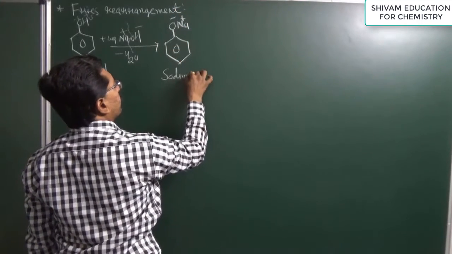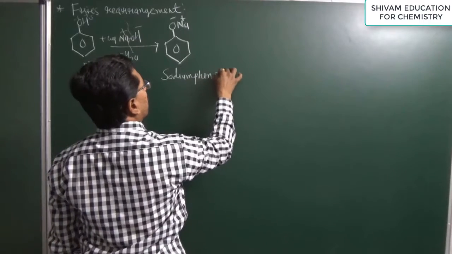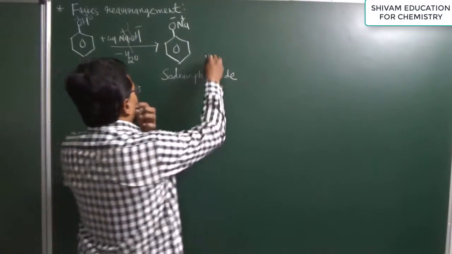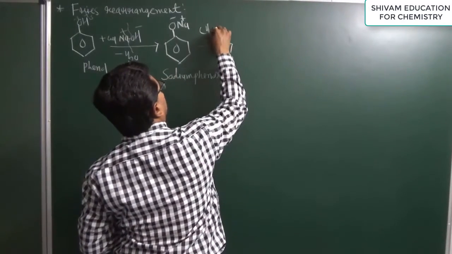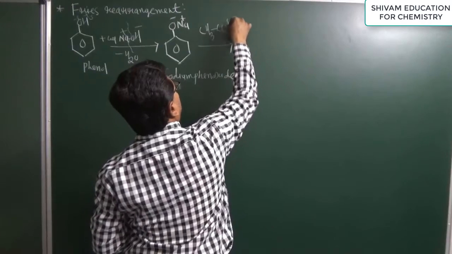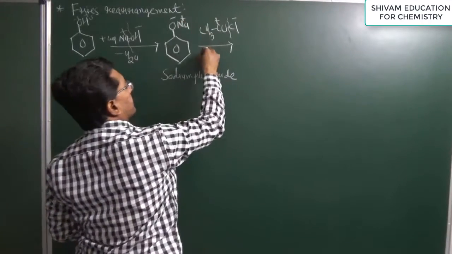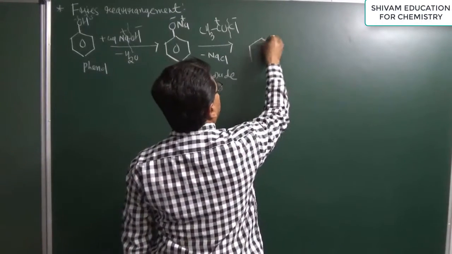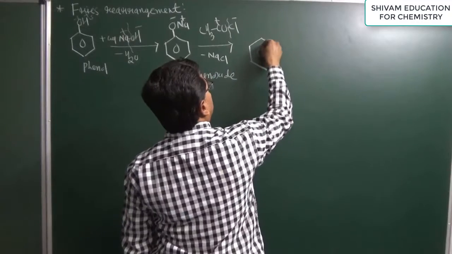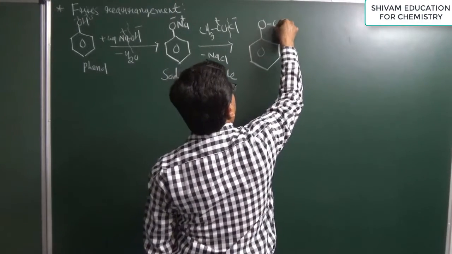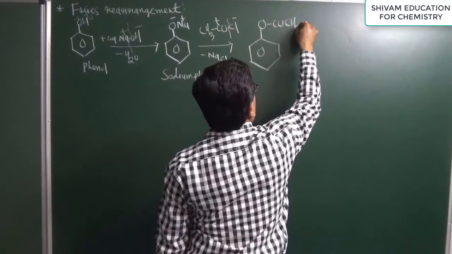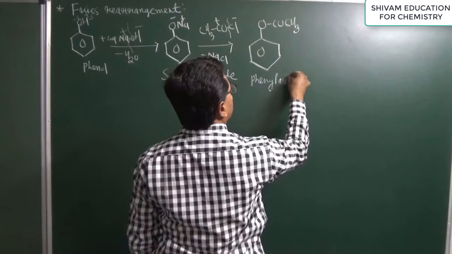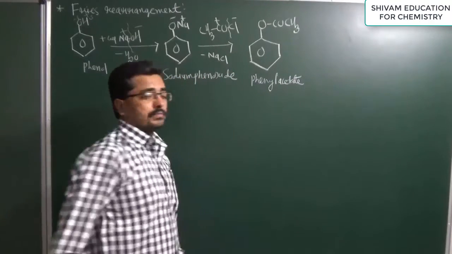Now whatever sodium phenoxide is obtained, it is allowed to react with acetyl chloride. When it reacts with acetyl chloride, the reaction occurs in this way: Na plus combines with Cl, removed in the form of NaCl, and we get phenyl acetate. This phenyl acetate is nothing but an ester of phenol. So it is known as phenyl acetate, which is nothing but an ester of phenol.